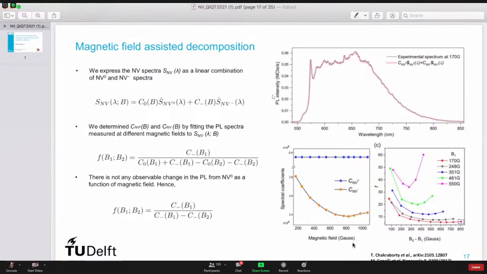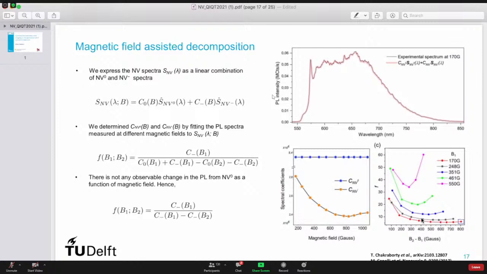Now, since we have the CNV0 and CNV minus, it is straightforward to calculate the function f from these coefficients using the earlier equations we discussed. And now, since C0B1 and C0B2 have the same value and it's applicable for each value of B1 and B2, we can just exclude these terms, and this equation then reduces to this form. From there, we can see how the parameter f varies as a function of the variation of magnetic field, and this is shown in this plot.